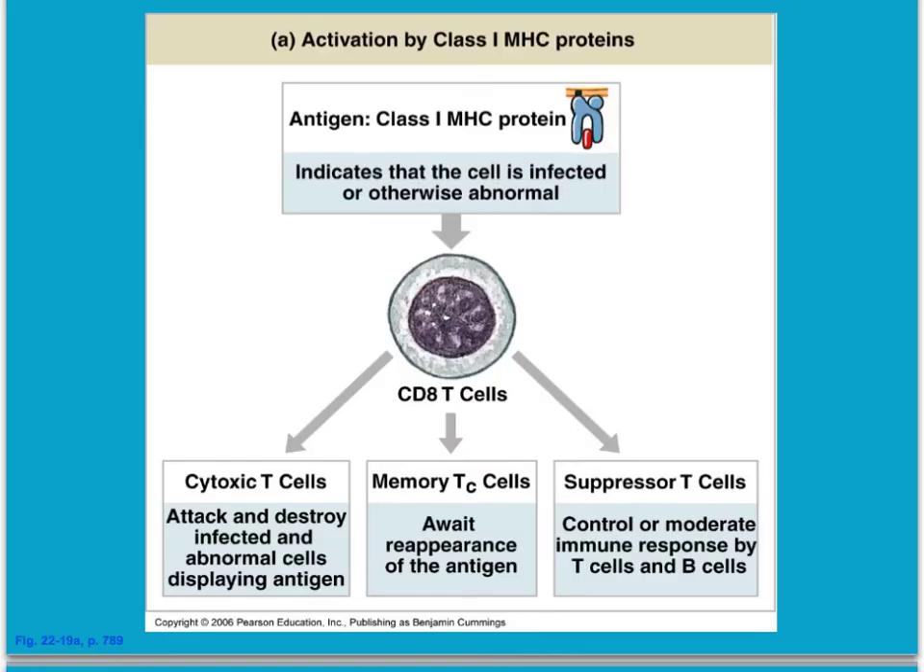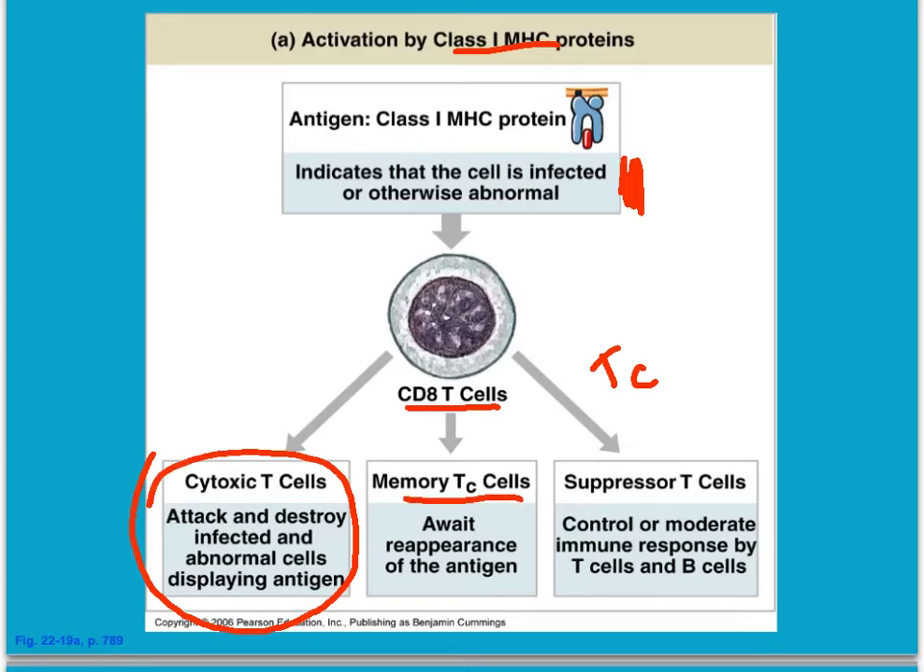So what's going to happen then, this is just a little review. The MHC1 proteins can be on any cell that's infected or somehow abnormal that's going to express those antigens, so that it's going to be recognized by those CD8 T cells, which are the same thing as the cytotoxic T cells, and the cytotoxic T cells are going to attack and destroy. We're also going to produce some extra memory cells, and let's not worry about the suppressor cells for now.